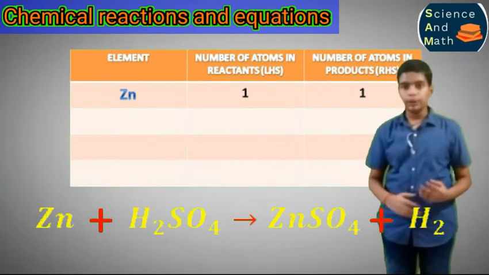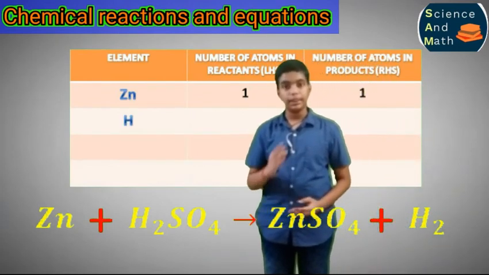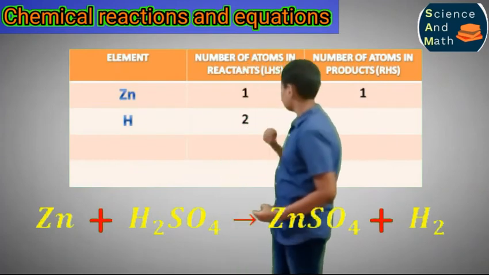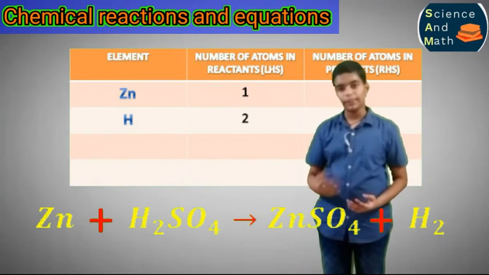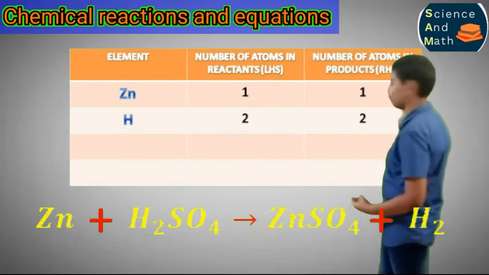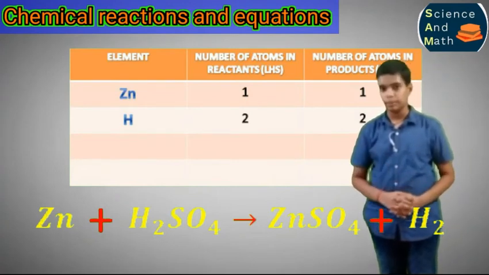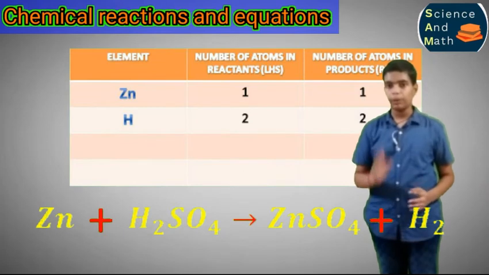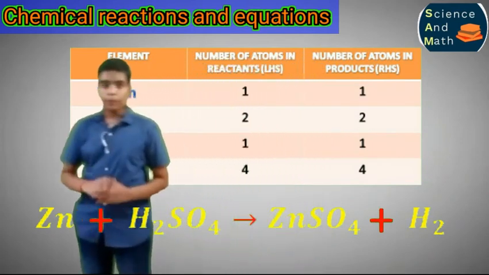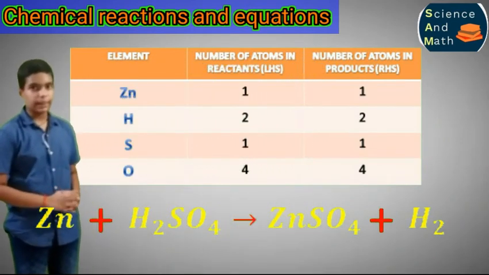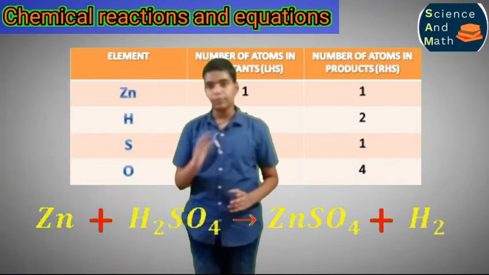In the same way, let us do it for the second element, that is hydrogen. How many atoms of hydrogen are present in the reactant side? It is 2. So let's write 2 here. And now how many atoms of hydrogen are present in the product side? It is 2 again. So let's write 2 here. In the same way, we have to continue this process for the other 2 elements as well. If you complete this process perfectly, your table must look something like this. If you observe this table carefully, you can see that there are equal numbers of atoms both in the reactant side and in the product side.